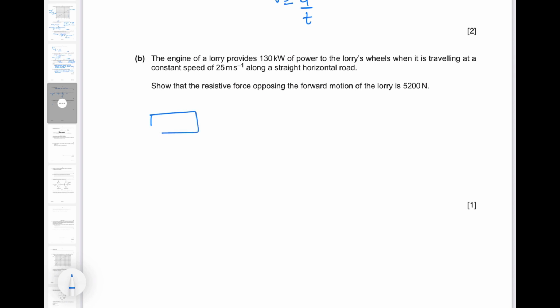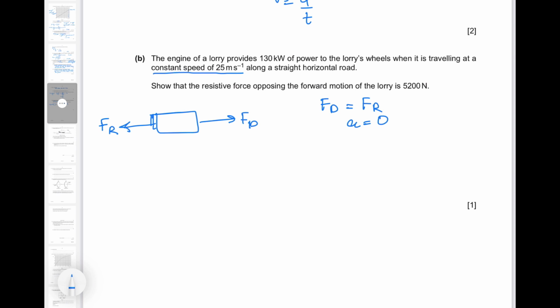Alright, let's suppose here's the moving body. You've got the driving force and then the resistive force. If the speed is constant, this means that the driving force is equal to the resistive force, hence acceleration is 0 and the speed remains constant.